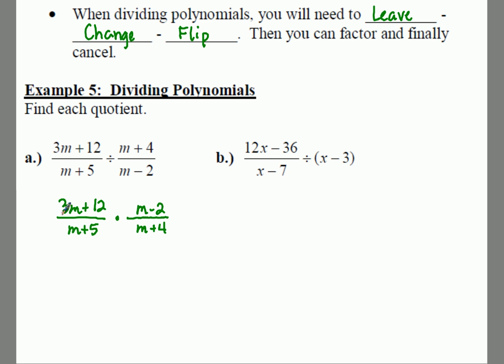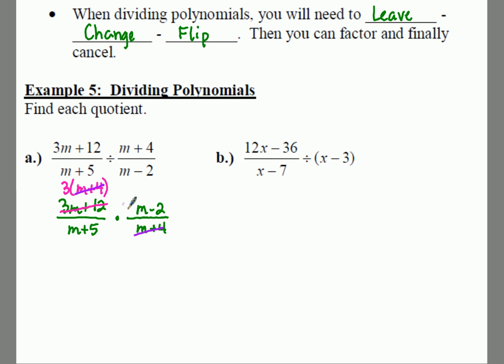So 3m plus 12. Well, you can take a GCF of 3 out, and left over you have an m plus 4. We can't factor m plus 5. Can't factor m minus 2. We can't factor m plus 4. So now it's time to just go into straight canceling. So the only thing that cancels is going to be your m plus 4s. You can't cancel this m and that m. Just don't even try it.